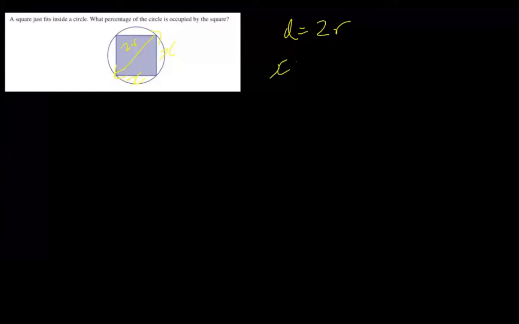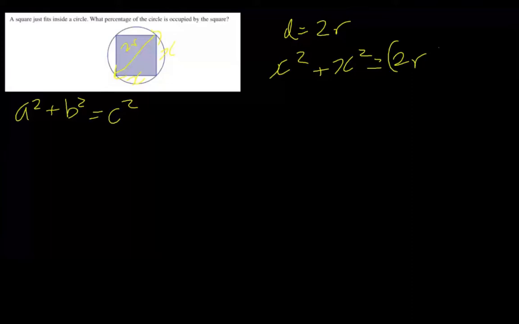So let's rewrite this out. The formula for the Pythagorean theorem is a squared plus b squared is equal to c squared. So a is equal to x, so x squared, plus b is equal to x, so another x squared, is equal to c squared. C is the diameter of the circle or the diagonal of the square. And we know what the diameter of the circle is, we've already defined it as being 2r. So we can just write that there, but of course we have to square this because c squared.